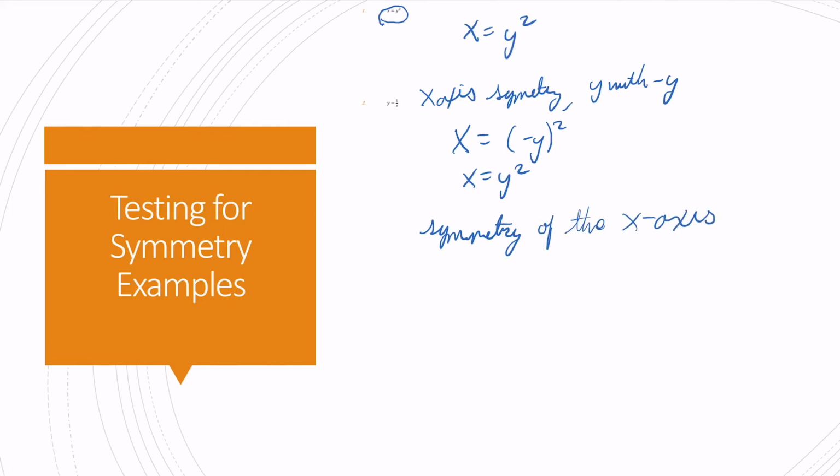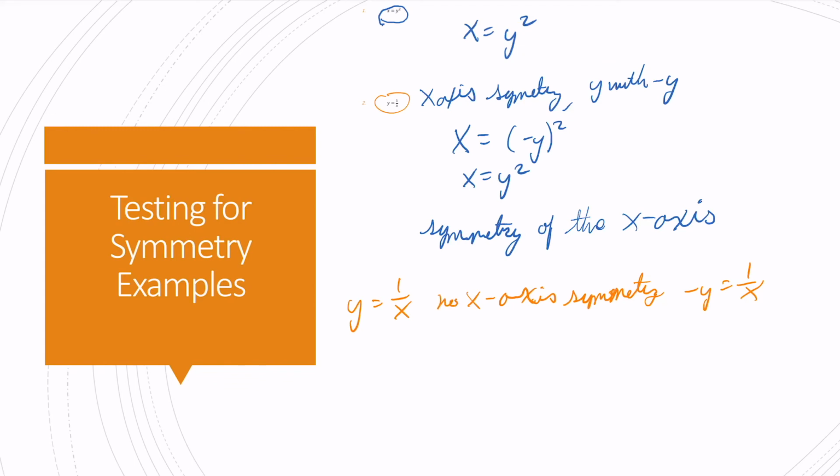Okay. Now let's take a look at the second example, also very tiny. We'll do that in orange. I have y equals 1 over x. The first thing I'm going to do is test for x-axis symmetry. That means I replace y with negative y. That gives me negative y equals 1 over x. These two equations are not equivalent, so there's no x-axis symmetry.